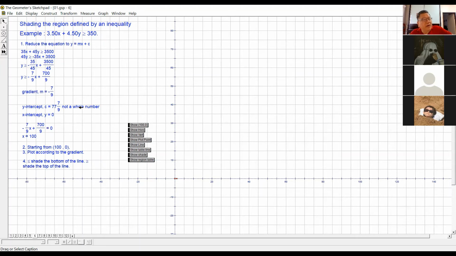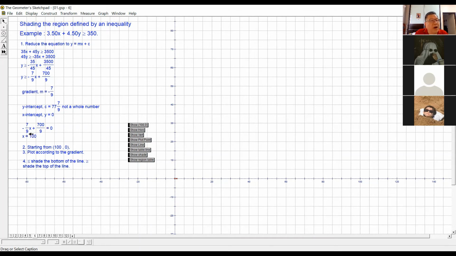Okay, now I try to get a whole number, right? Instead of getting the y-intercept, which is not a whole number, now I turn to the x-intercept. How to get the x-intercept? You can get the x-intercept by putting y equals to 0. So you go back to this equation here, the first line, you put y equals to 0.